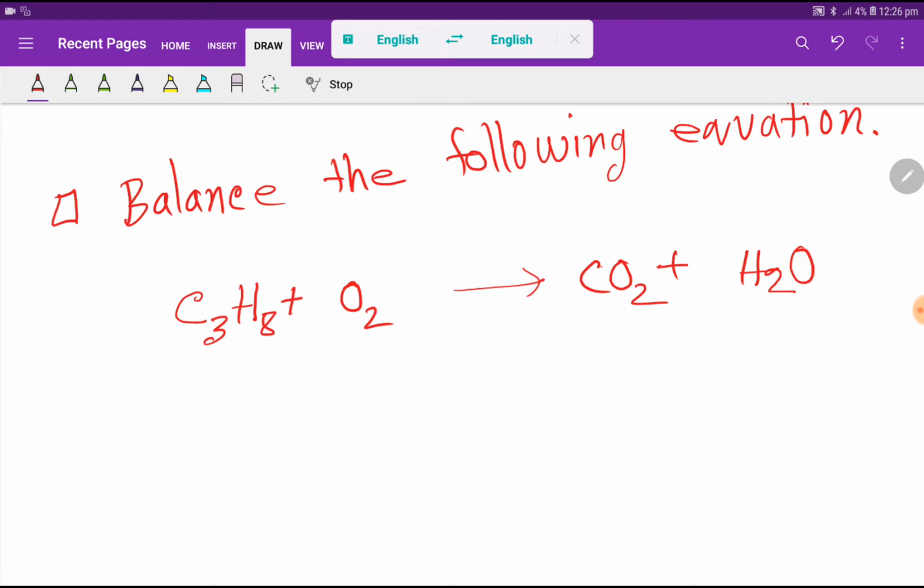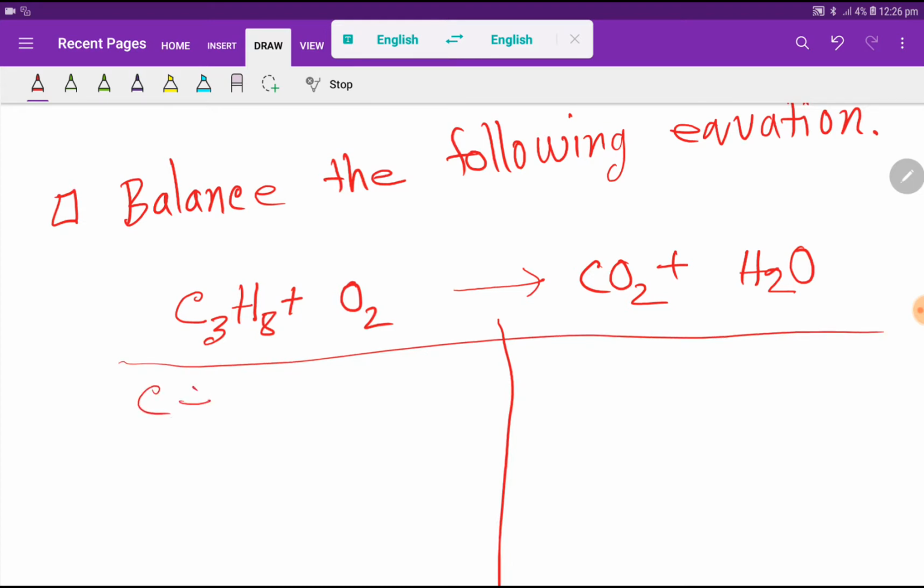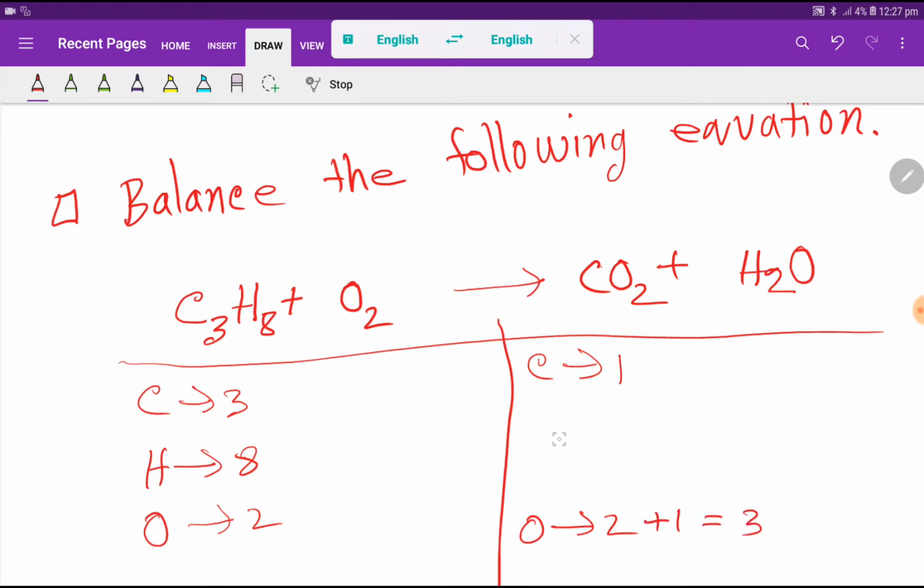To balance this reaction, let me first draw a table like this. On the left hand side we have carbon, that is 3, then hydrogen which is 8, then oxygen which is 2. On the right hand side we have carbon, that is 1, then oxygen which is 2, and here we have 1. So basically we are getting 3. Then here we have hydrogen which is 2. To balance this reaction means we have to balance the number of carbon, hydrogen and oxygen from both sides of this reaction.